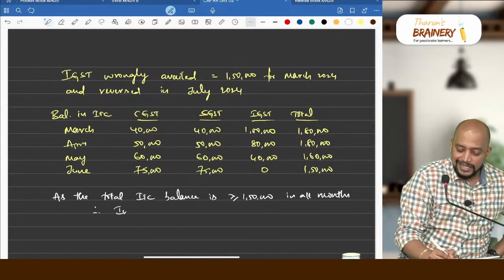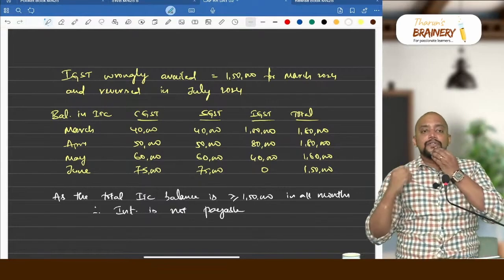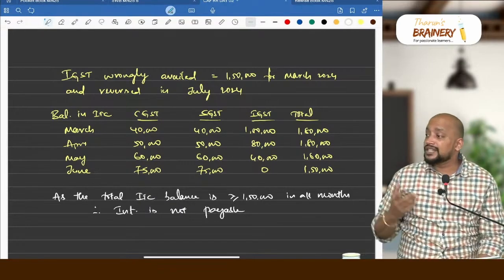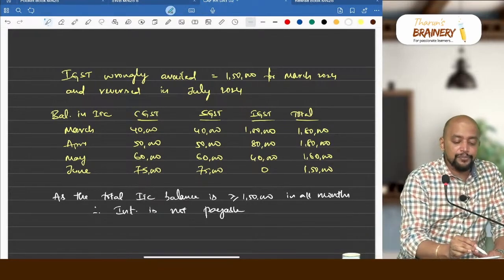Therefore, is interest payable or not payable? Interest is not payable. Is it clear here? So while doing the computation, whether we need to see the total or only the headwise total for computing the interest.